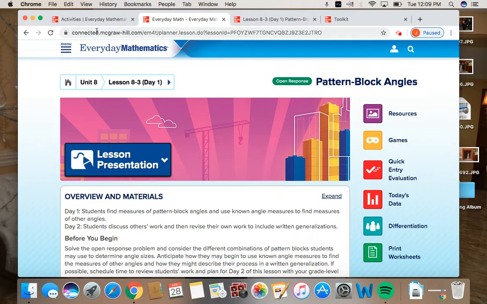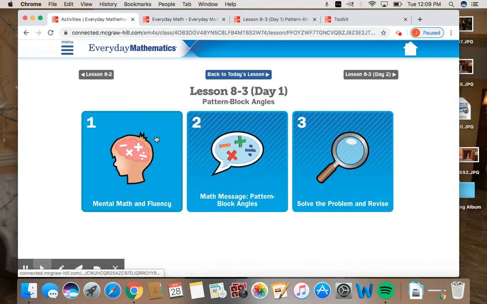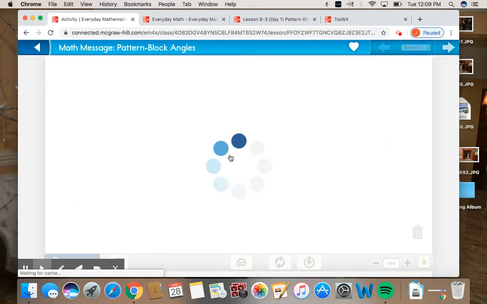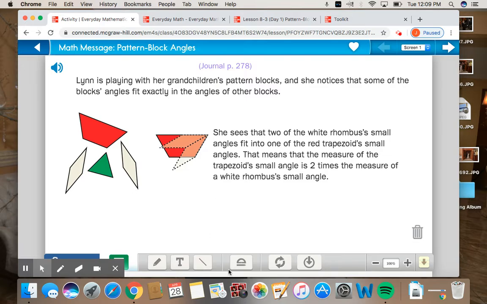So go ahead and click on your home screen. And we're going to start with your math message. We're going to be using pattern blocks today, so you're going to find them in the bottom of your screen, your tools, or you can even use them in your toolkit, and I'm going to get to that in a little bit. So here's your math message for today. It's on your screen, or you can find it on journal page 278. I'm going to read it out loud to you, so follow along with me.